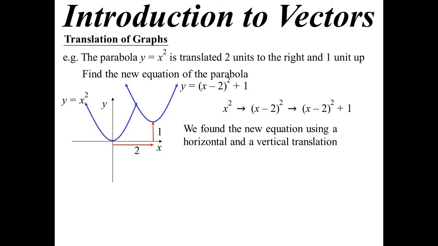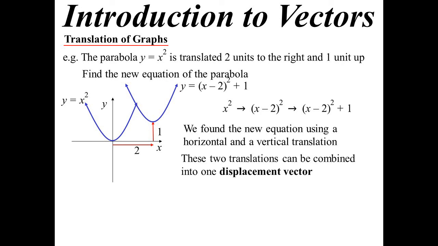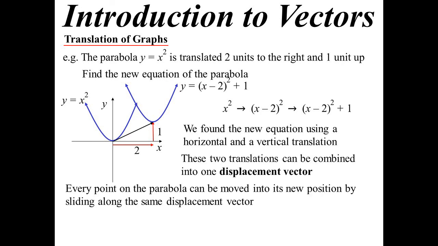So it involved 2 shifts there, one horizontally and one vertically. But of course, we could do it with just 1 shift diagonally. That's what we call a displacement vector. So how that curve has been shifted, how it's been displaced from its original position. And in fact, you could pick any point on that parabola and every single point would be moved by the same displacement vector. They'd all be the same.